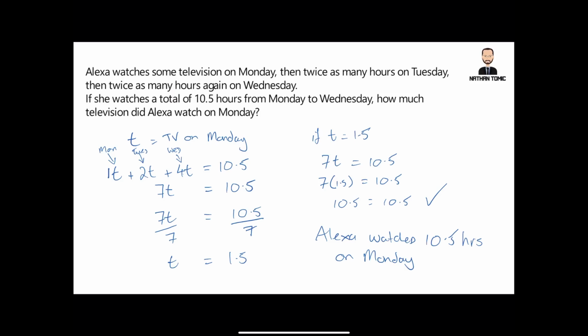I'm hoping you've noticed the mistake that I made. I wrote 10.5, but that was the total. The answer should have been 1.5 that we found, which is our T value.